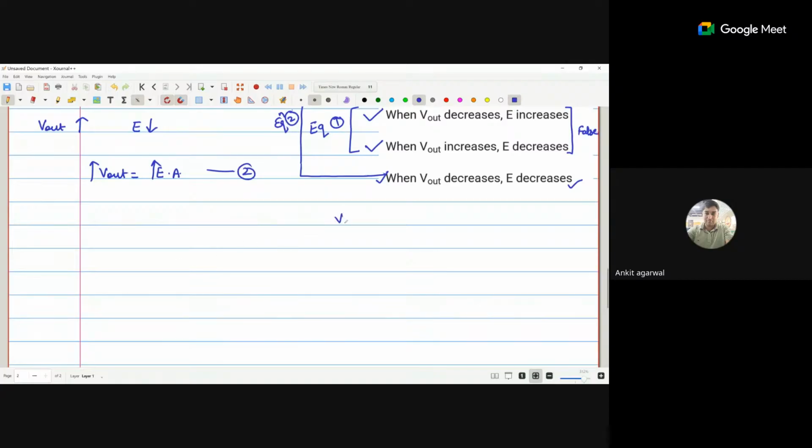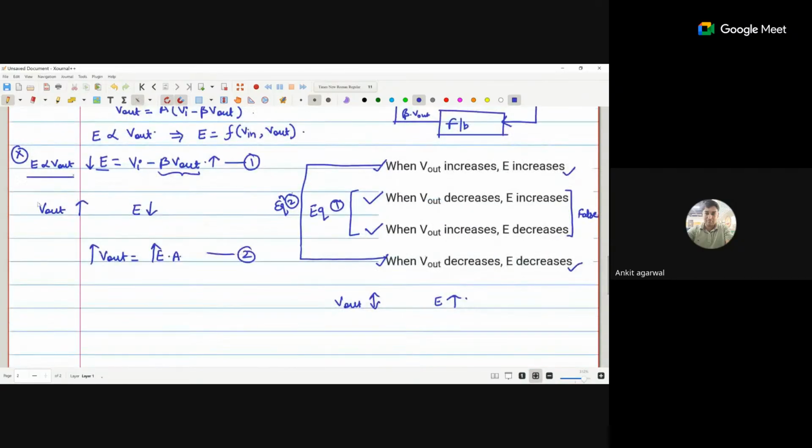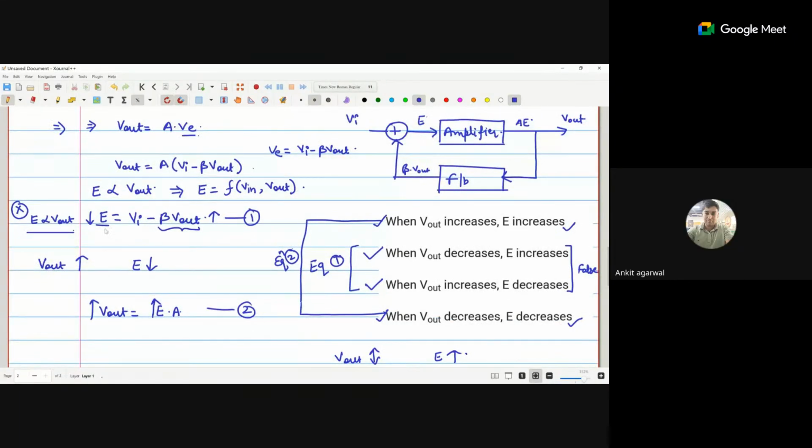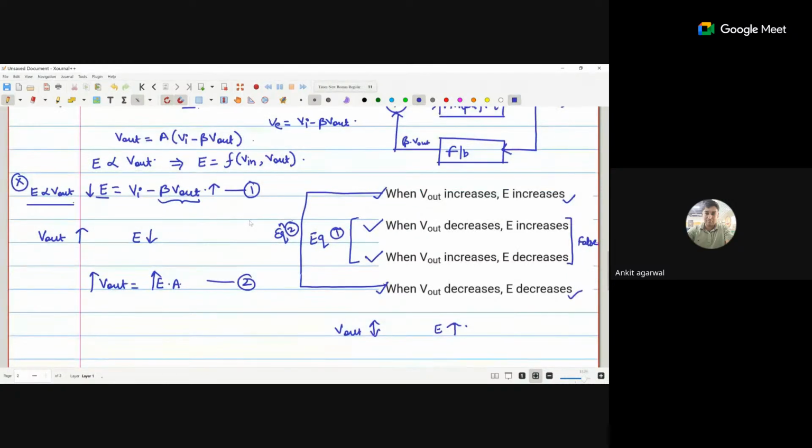Either V out will increase or decrease when E increases, because here the input V in is also variable and V out is also variable. So basically E is a function of V in and V out, two variables. According to this, these two statements are false.